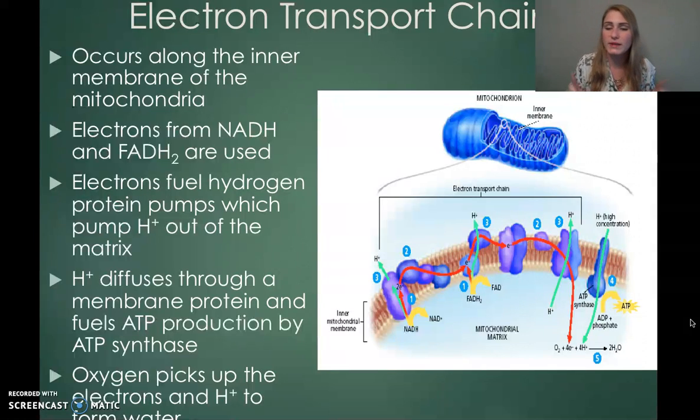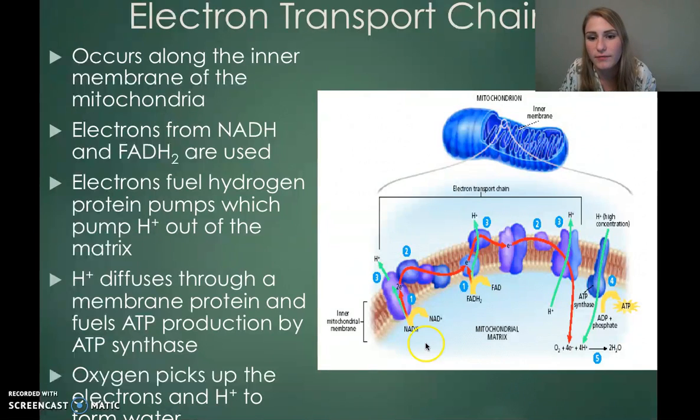So on Wednesday and Thursday, we talked about how 40% of energy is used for active transport within a cell. This is one of those places where active transport is going to be occurring. We're using some energy to push against the concentration gradient. So the hydrogen ions are going to end up diffusing through the membrane protein, and this is going to fuel ATP production by ATP synthase. In the end, the oxygen is going to pick up the electrons, and we are also going to be creating water. So we are stealing the electrons.